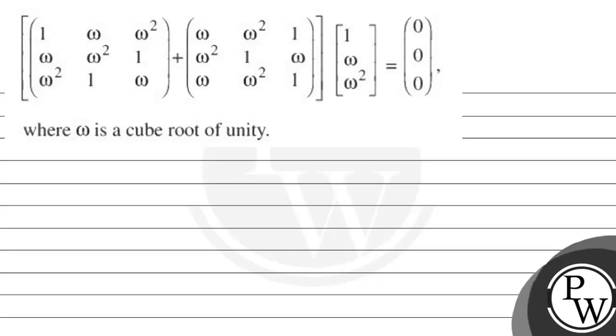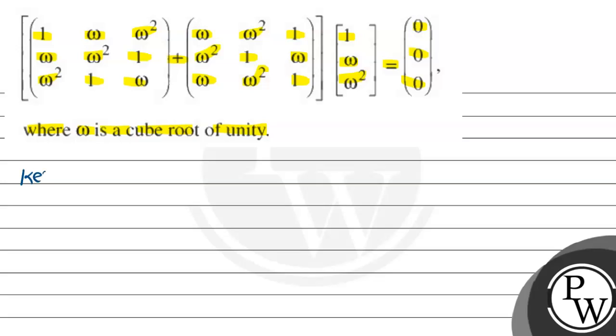Hello बच्चों, let's first read the question. The question says that in brackets there are two matrices. The first matrix is [1, omega, omega square], [1, omega square, 1], [omega, 1... ] plus the second matrix, [omega square, 1, omega square, 1], matrix over. In the second matrix, [1, omega square] matrix over, equal to 0 0 0, where omega is the cube root of unity, right? So इसके लिए पहले की concept देख लेते हैं.